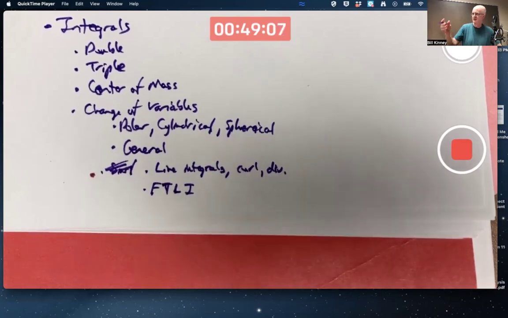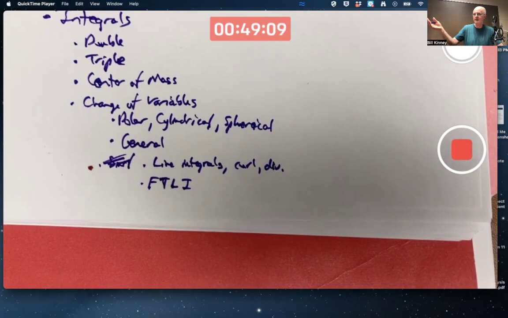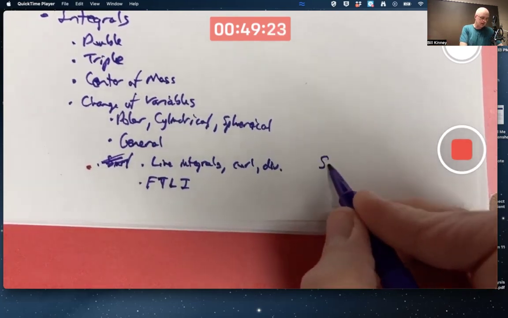If you've got a conservative vector field, it's the gradient of some function. You can do the line integral by finding the potential function. This came up on the last exam, and doing a difference, just like a regular integral. It's simpler. And then the surface integrals.